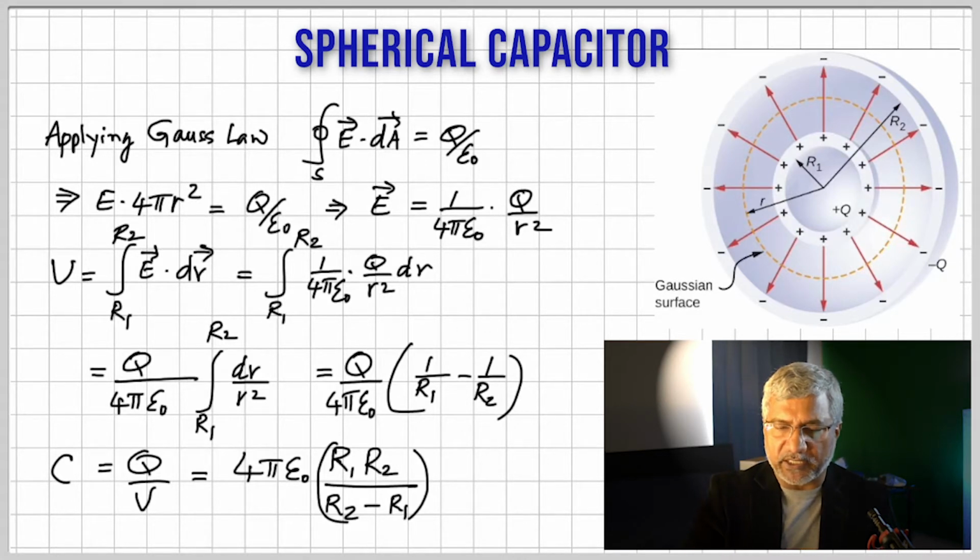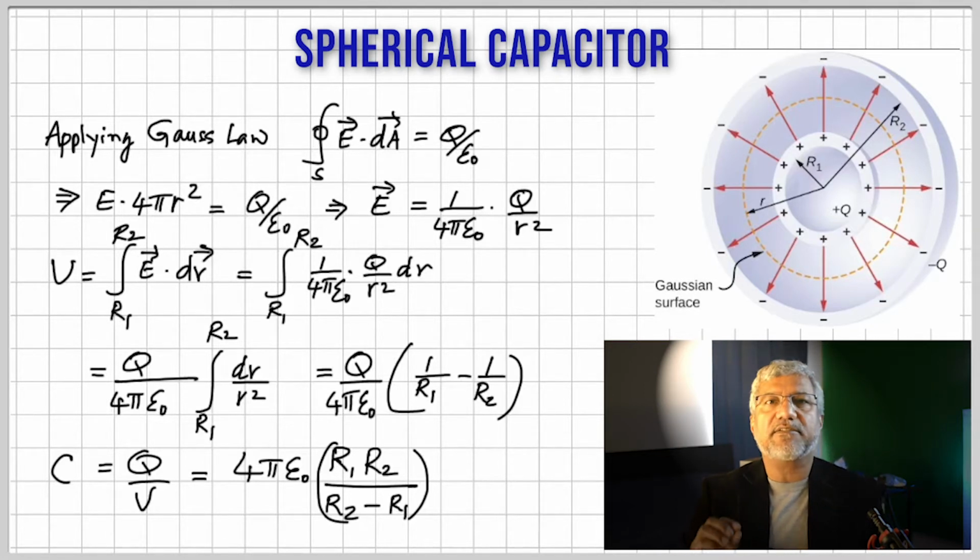Now, before dividing, I've taken the LCM here, which becomes R2 minus R1 divided by R1 times R2. But then it flips because it's in the denominator, and finally you end up with the capacitance of a spherical capacitor is 4 pi epsilon naught R1 R2 by R2 minus R1.